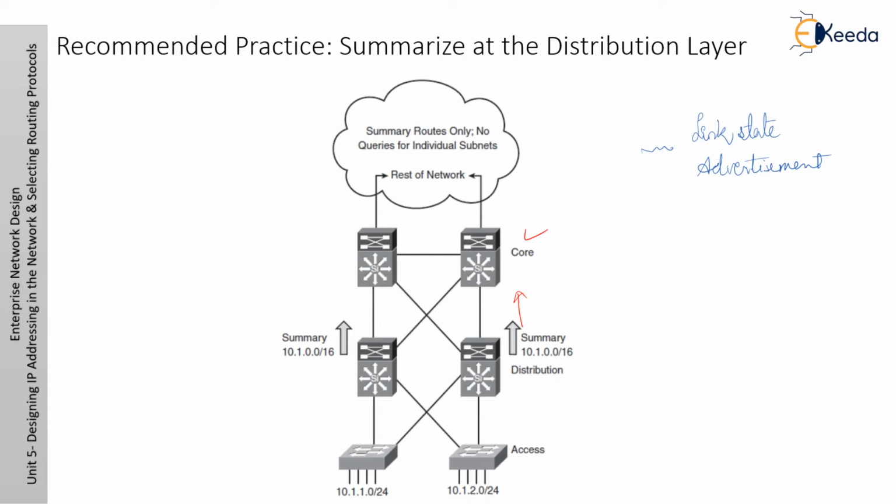Summarizing also limits the number of peers that an EIGRP router must query or the number of LSAs that an OSPF router must process, which also reduces the convergence time. Core routers that receive two routes for a network install the more specific route in the routing table. Therefore, summary routes for the primary link must use a longer subnet mask.